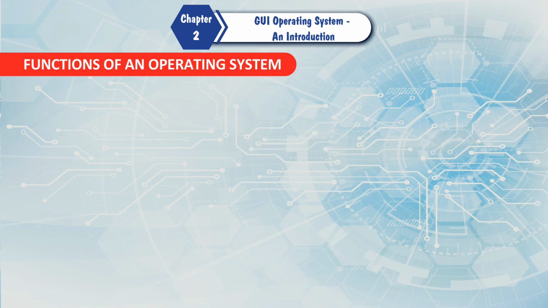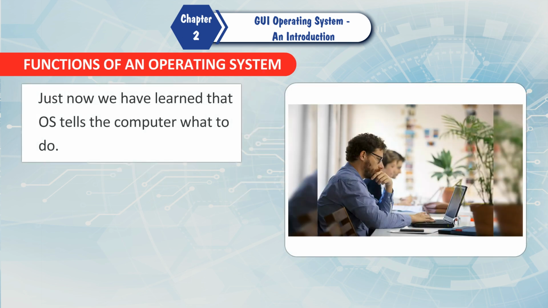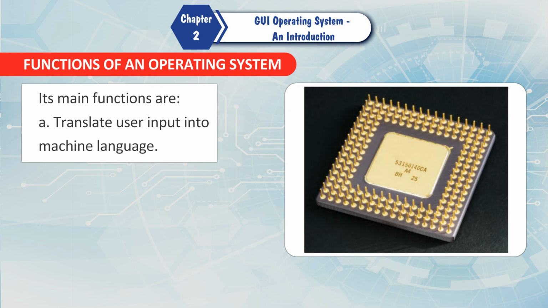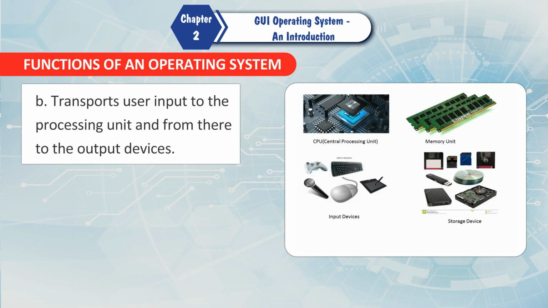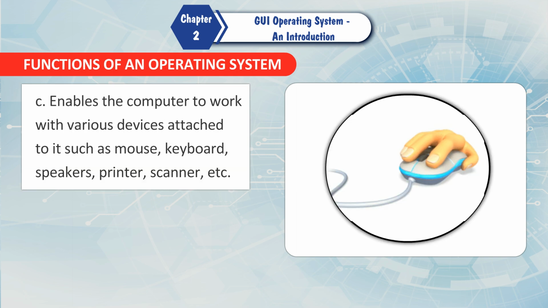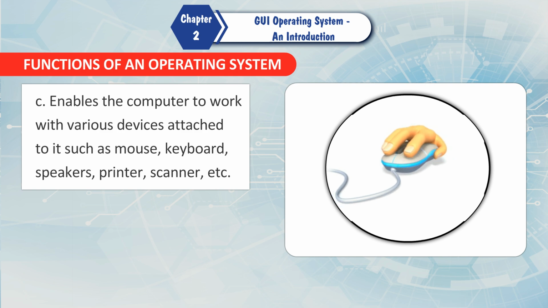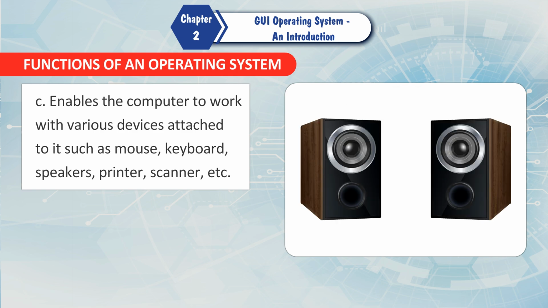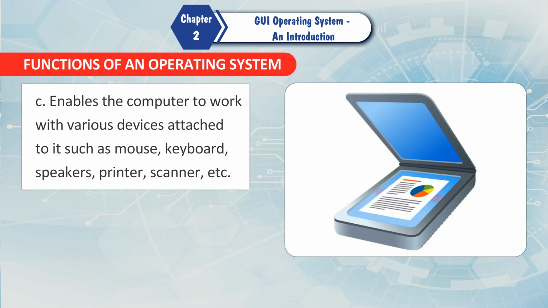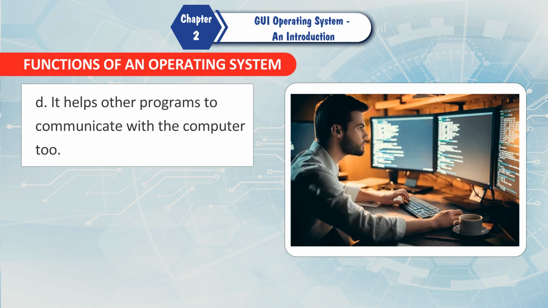Functions of an operating system. Just now we have learned that OS tells the computer what to do. Its main functions are: translate user input into machine language, transport user input to the processing unit and from there to the output devices, and enable the computer to work with various devices attached to it such as mouse, keyboard, speakers, printers, scanner, etc. It helps other programs to communicate with the computer too.